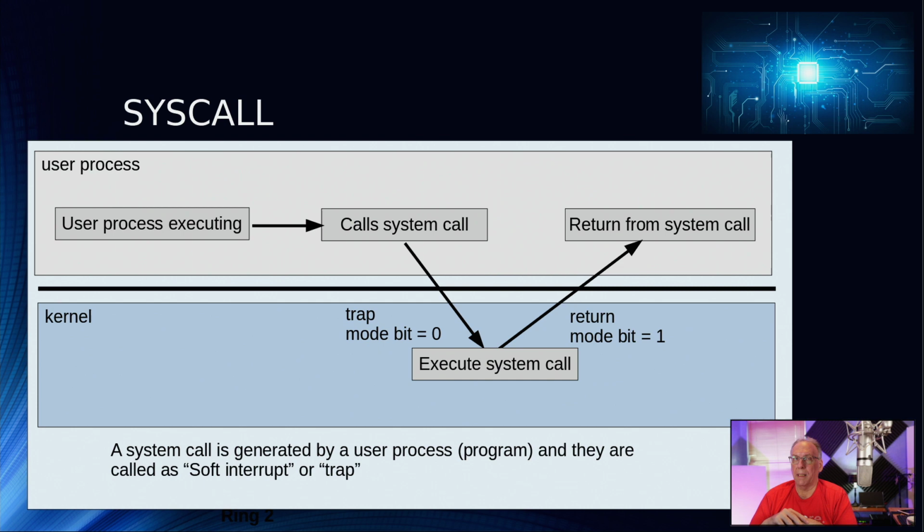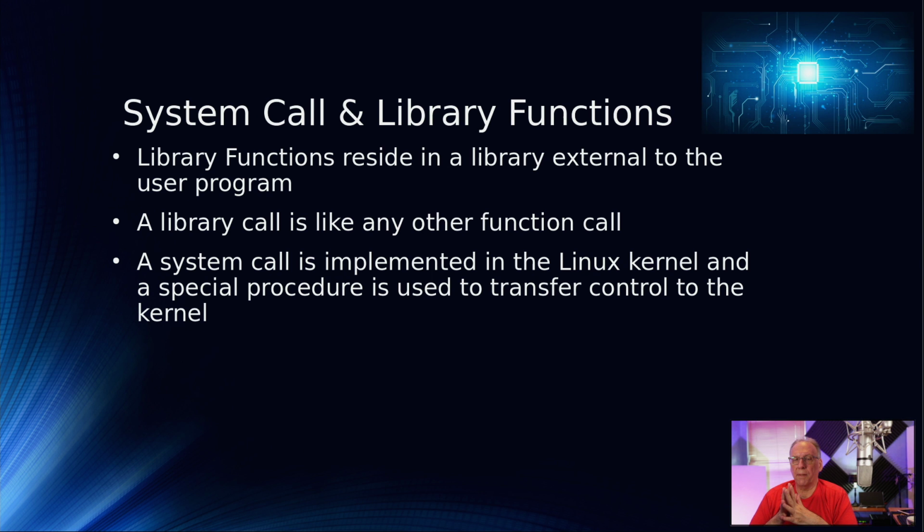Although, the system call and the library functions operate similarly, and that is by design, not by mistake. So the calls to a library and the calls to a system call will look the same. But the system call is implemented in the Linux kernel, not inside of a library. And there's a special procedure that's used to transfer control to the kernel. There's a hoop that has to be jumped through before it'll allow it to actually do it.